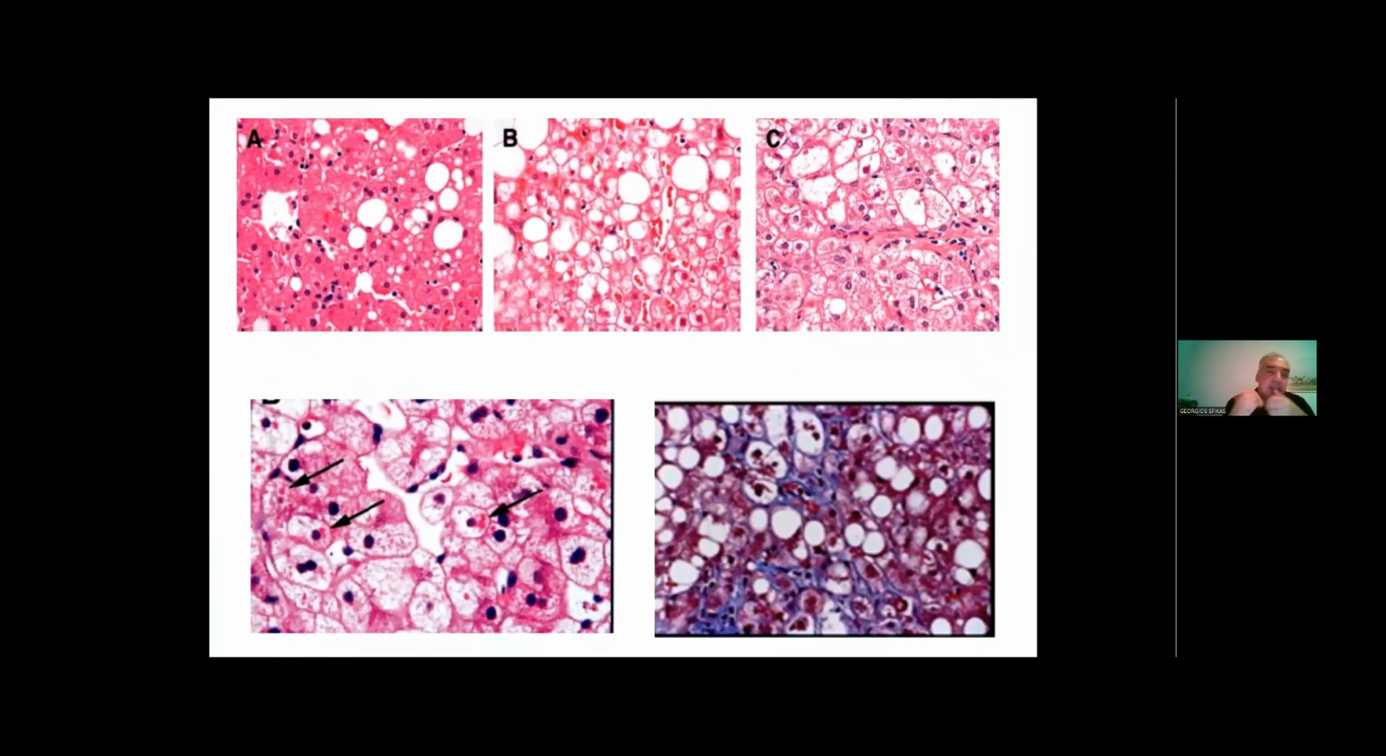It then goes on with inflammation. The inflammation becomes fibrosis, we have the typical ballooning, and then the fibrosis goes on to become cirrhosis.